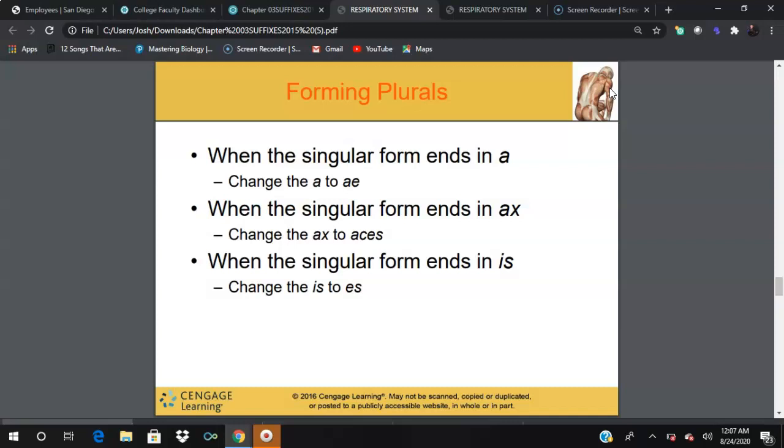So when we have a singular form that ends in A, then when we go to a plural form, the ending changes to AE, okay? So if we have a plura, then we'd have plurae, okay? When a singular form ends in AX, then you change the ending to ACES. So if we have a singular thorax, a plural of thorax is thoraces. When you have a singular form that ends in IS, it changes to ES. So if we have the word diagnosis, which is when we actually come up with a diagnosis for someone, if we have multiple or more than one, the word is diagnoses, okay?